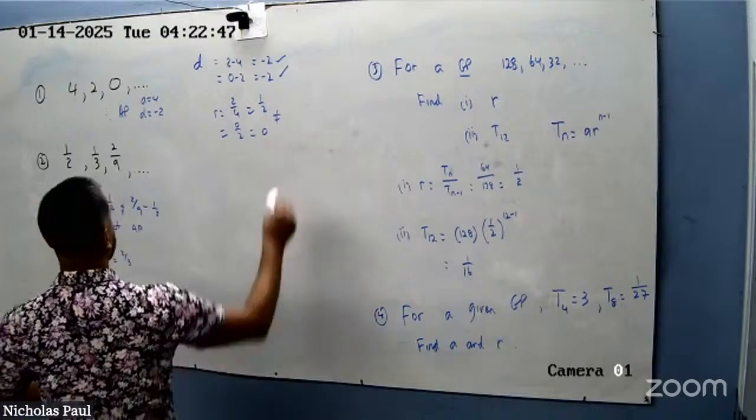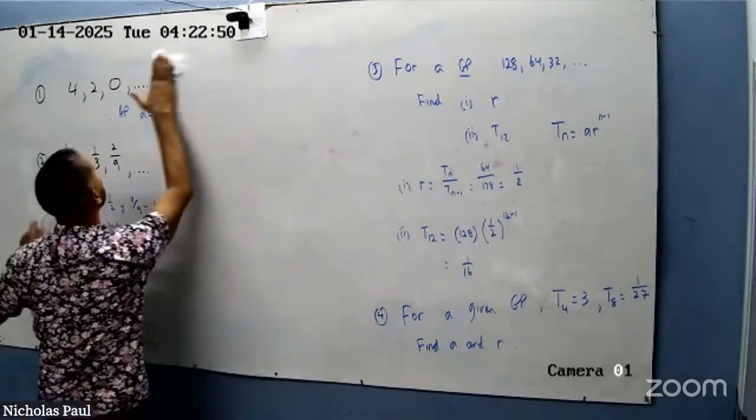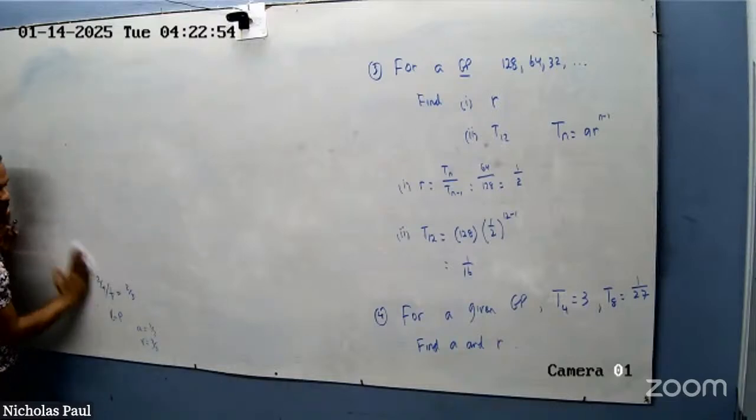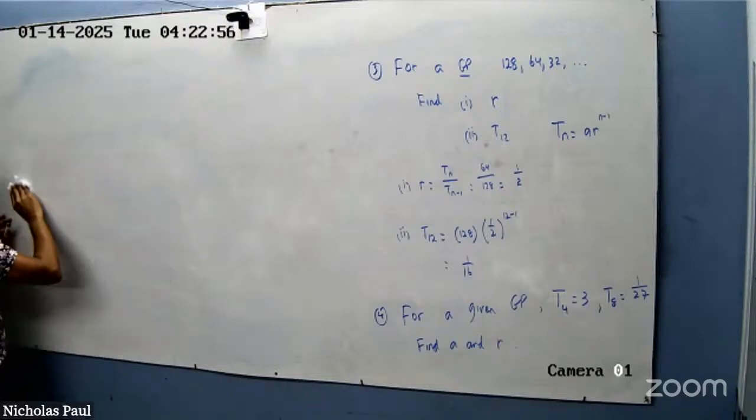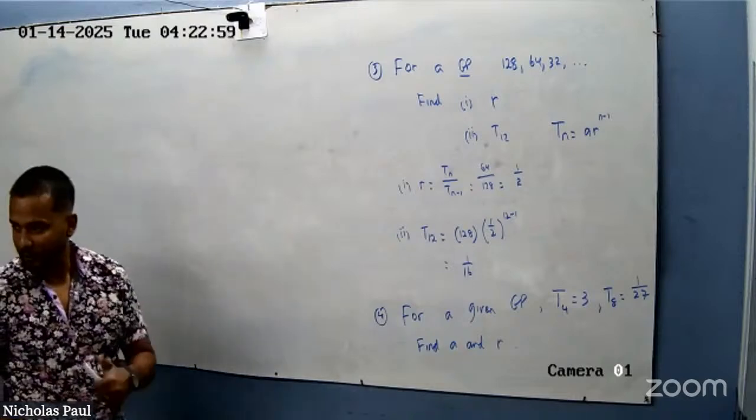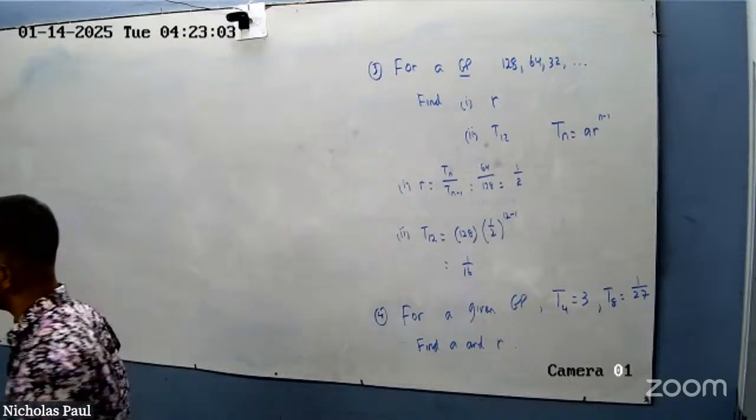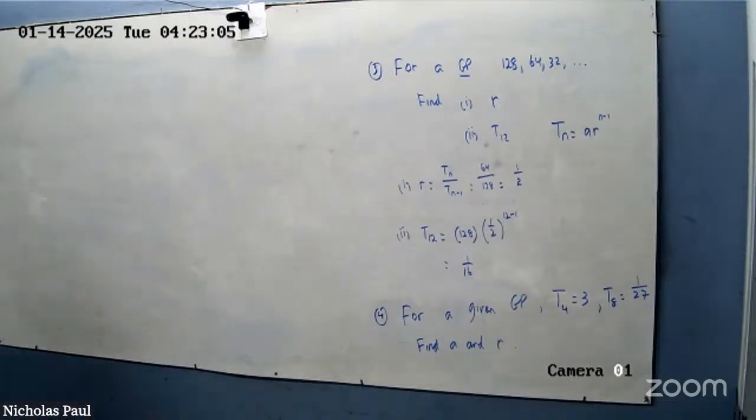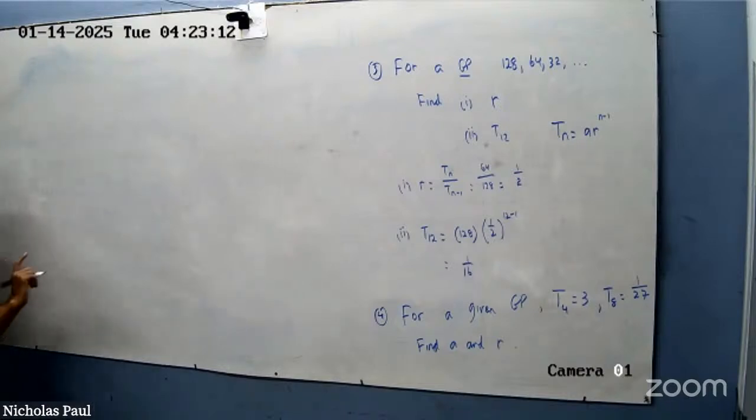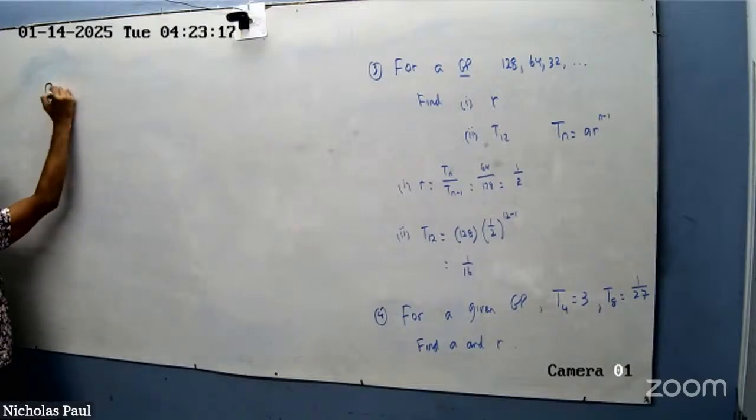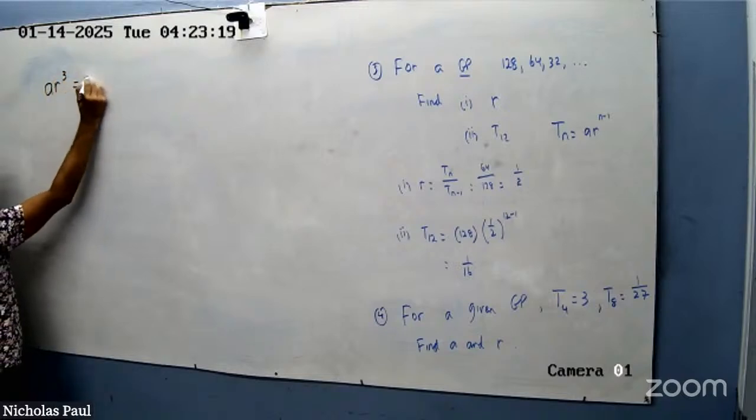Solve it properly. The trick is really how you solve it, right? And you all learned to solve simultaneously before, right? What were the two techniques for solving simultaneously? Elimination and substitution. Elimination wouldn't work here, right? But substitution can work. Okay? So I'll show you two ways, one with substitution and one with long division. So the question said the fourth term is 3. So it means that AR cubed is 3.